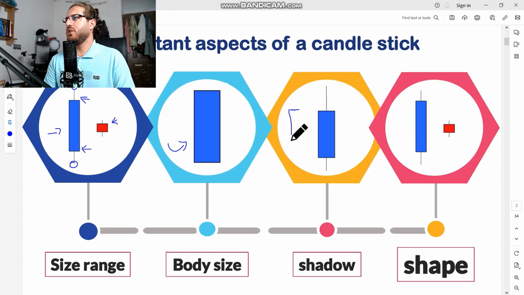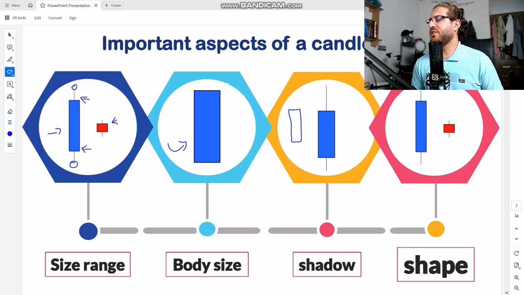Shadows can be very small to zero, for example. Excuse me, my dog was coughing.